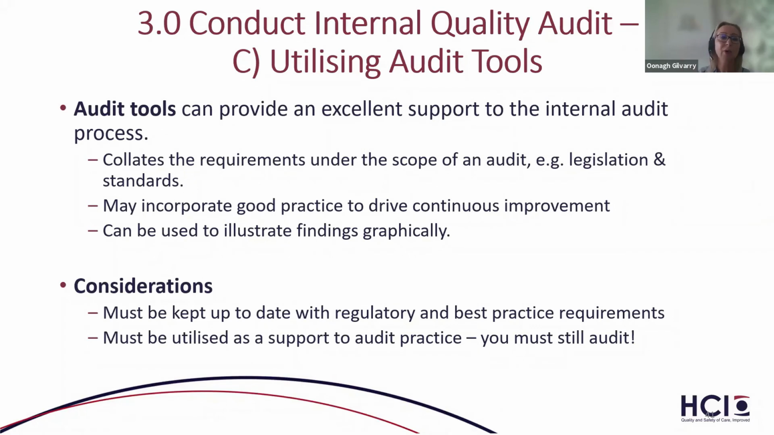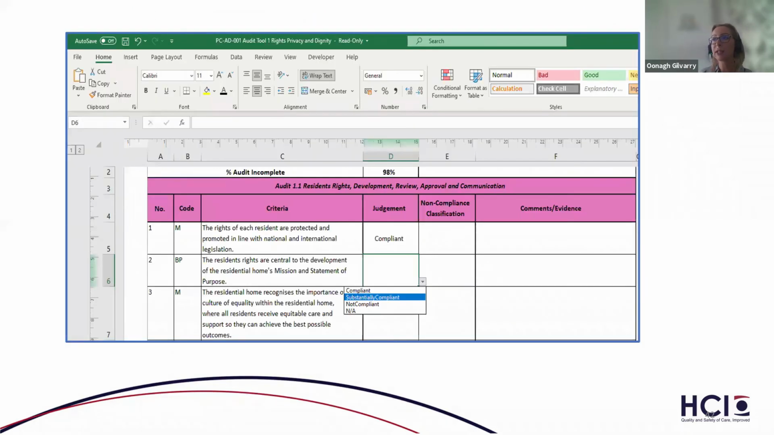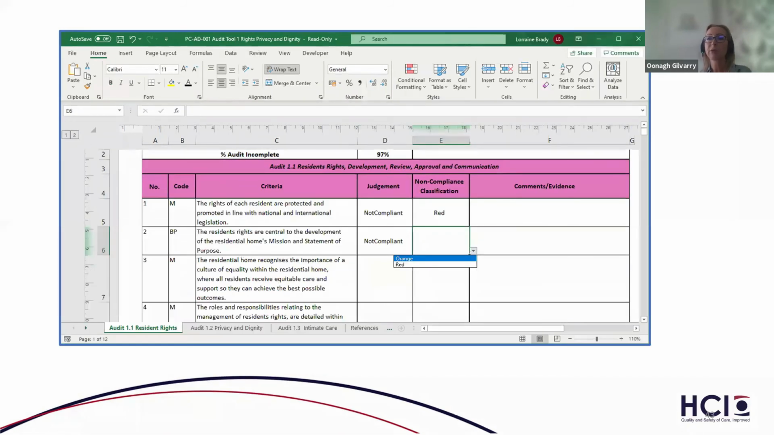But really important, they have to be kept up to date, and as I said, you must still audit. This is just a sample of one of the audit tools that we have, say, in relation to residence rights. So in this case, we have the Excel sheet, you have your drop down, you're either compliant or not compliant. We have mandatory as M, best practice is signified by the code BP. And then if you're not compliant, you do the classification.